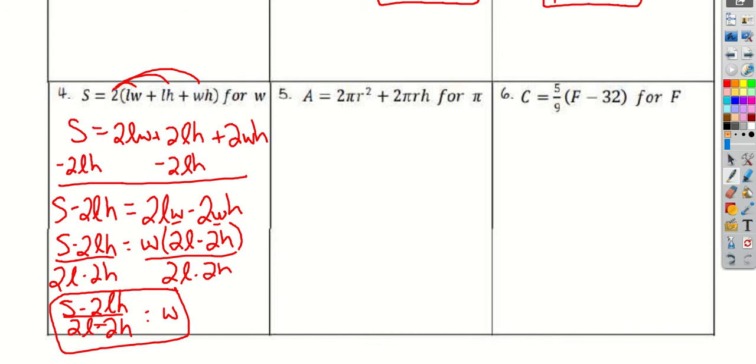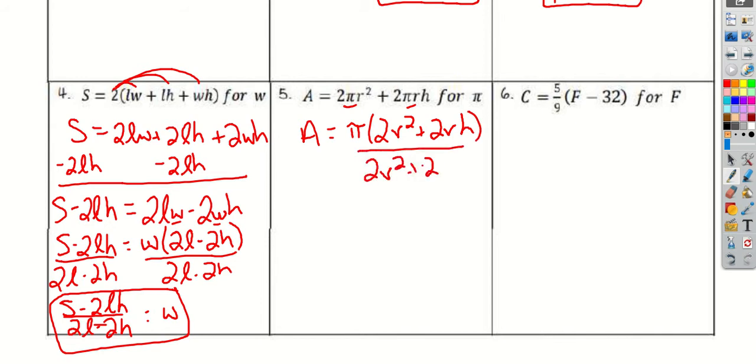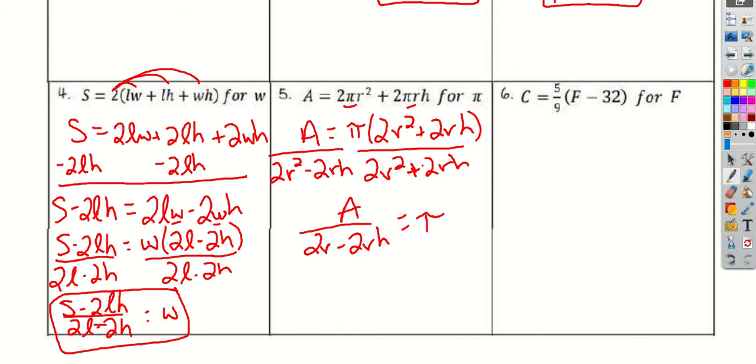Okay, for number 5, same thing. I'm trying to solve for pi. It's in both, so the first step is to factor out the pi. That leaves me with 2r squared plus 2rh. And then I just want to get rid of that, so we're going to divide by that quantity. Notice how I put that all in parentheses when we took the GCF out. So now I can just divide by that amount. So A divided by 2r minus 2rh is equal to pi.